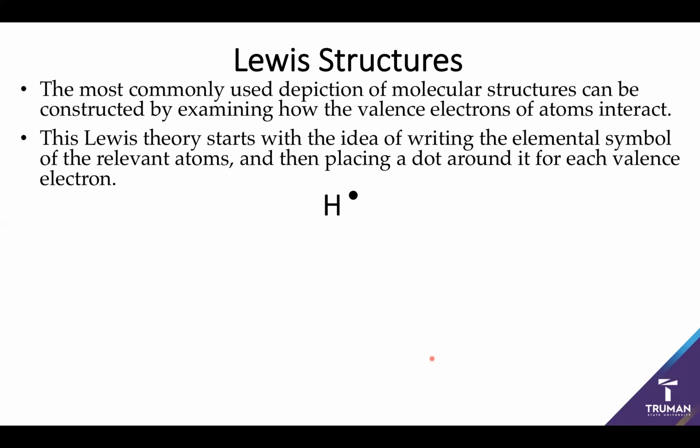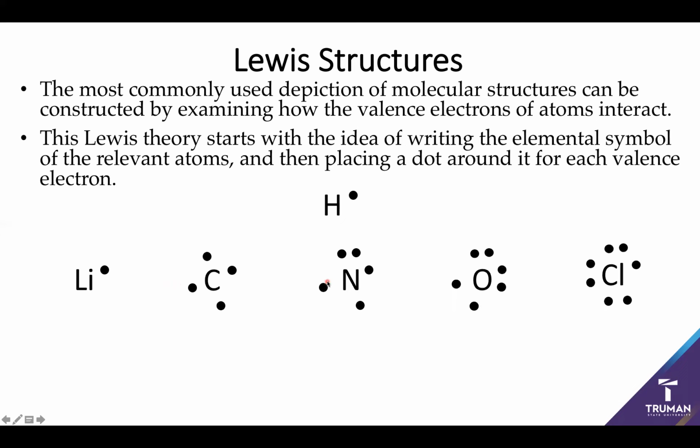So for example, if I've got hydrogen, it only has one electron. However, if I have something like lithium, it also only has one valence electron because we're going to ignore those two core electrons in the 1s shell. Carbon is going to have 4 valence electrons. Nitrogen has 5, oxygen 6, and chlorine 7.